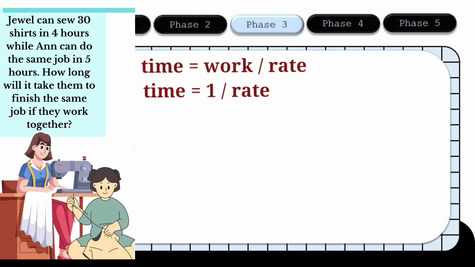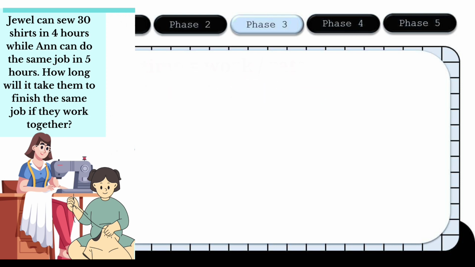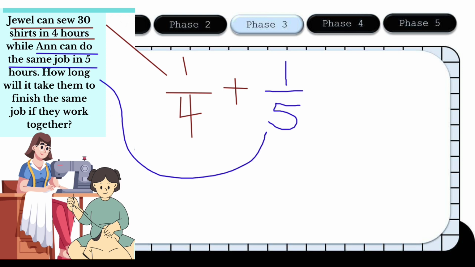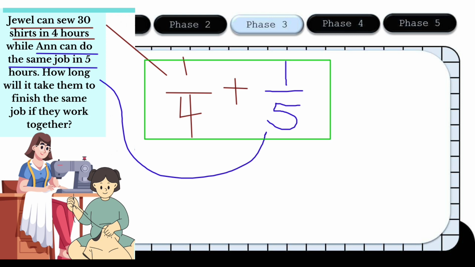Kailangan muna natin makuha yung rate first para makompute natin ang time. The combination of forces or lakas paggawa ni Jewel and Ann ang nasa scenario. Combination meaning we have to add first yung rate nila. Jewel can finish one work in 4 hours, so that will be 1/4. 1/4 ang kanyang rate. Si Ann naman can finish the work in 5 hours, so 1/5 ang kanyang rate. Combining 1/4 plus 1/5, we will have 9 over 20.